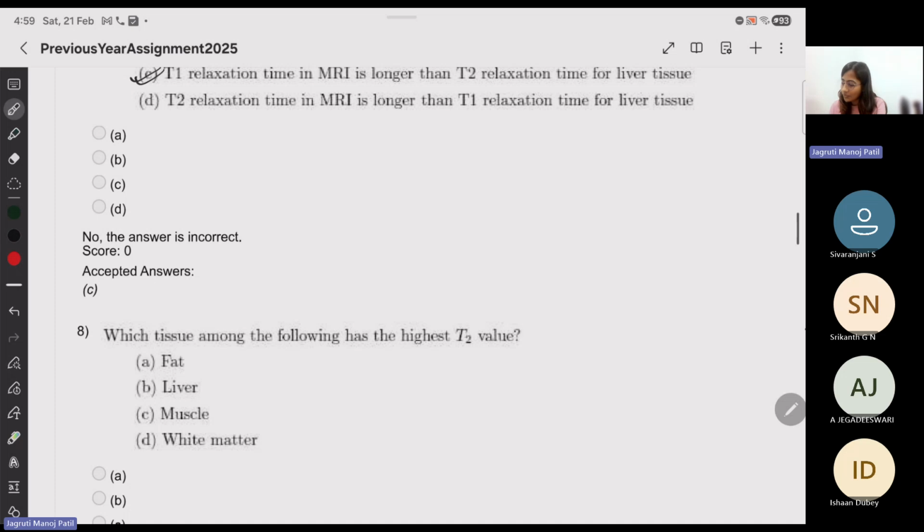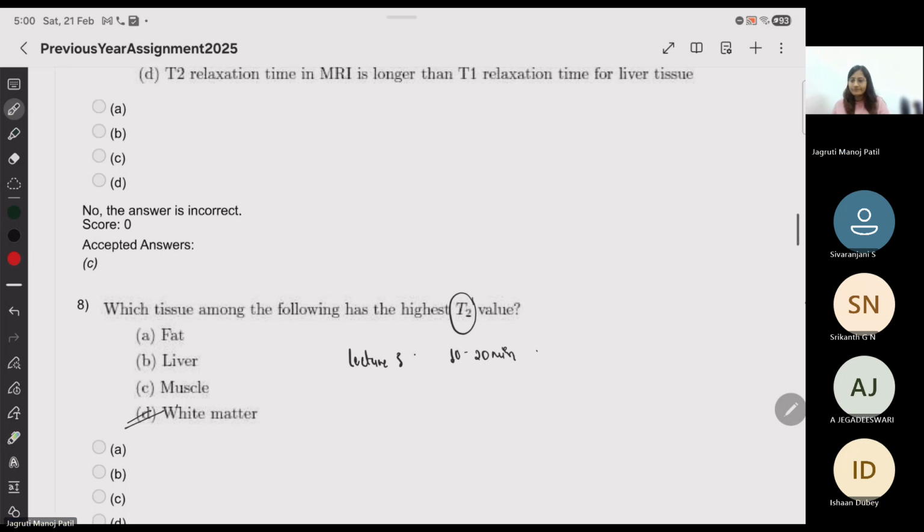Next, which tissue among the following has the highest T2 value? That's more of a direct question, but okay. This was in the lecture slides. If you want to go through them, it would be something in lecture 3, in MR, probably the first 10 to 20 minutes. There would be a table for it. So that's for white matter.